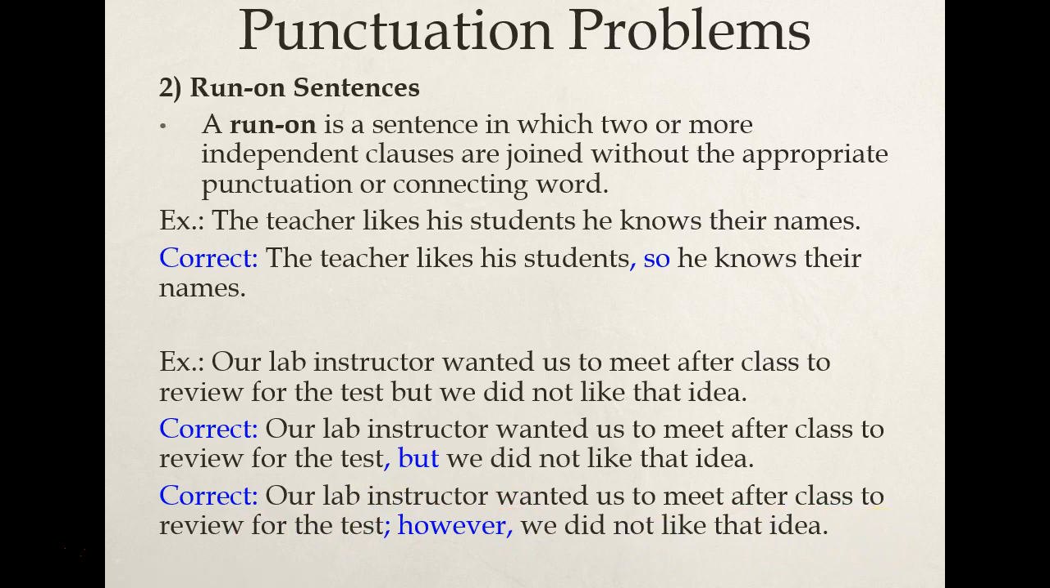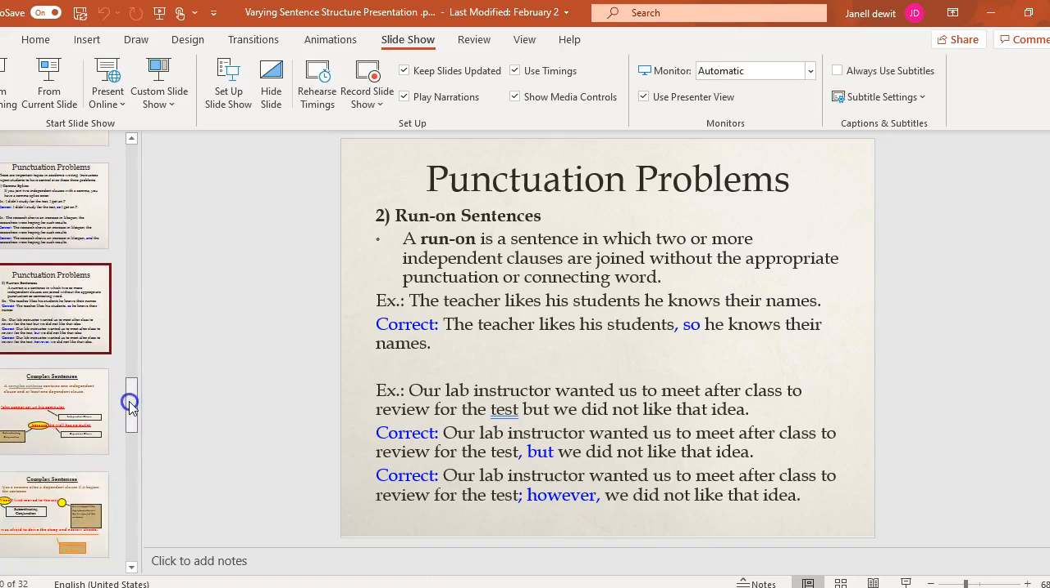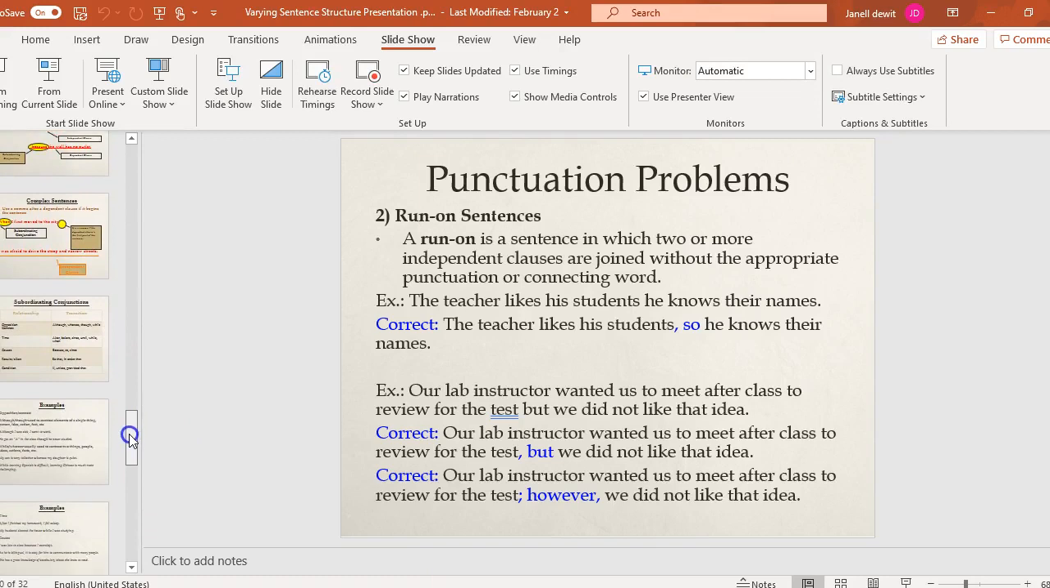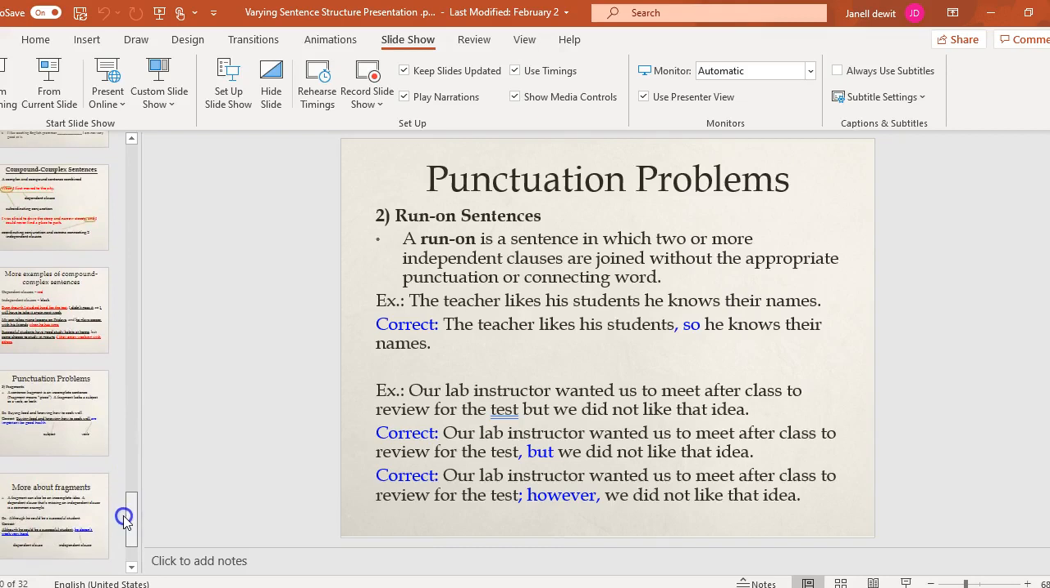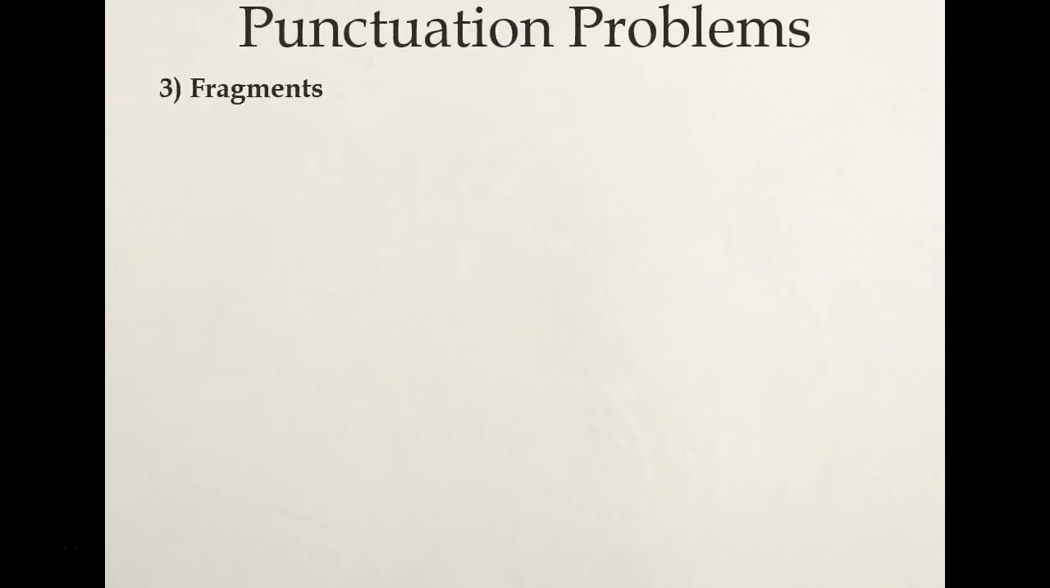So I'm going to scroll ahead in this presentation, so just give me a moment and talk about one last sentence error, which is called a fragment. So just a moment here. So we talked about run-ons, we talked about comma splice error, and now we're talking about fragments.